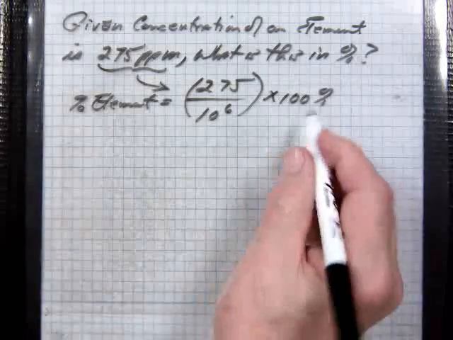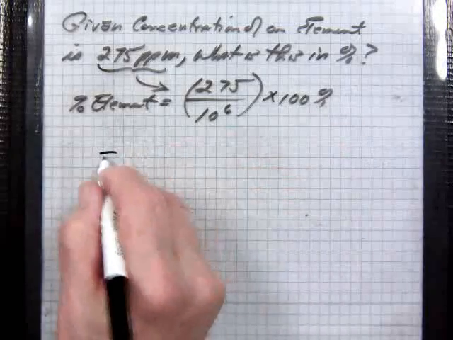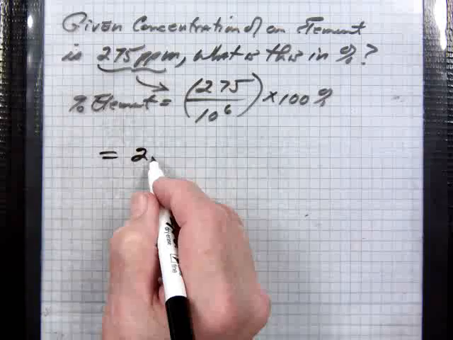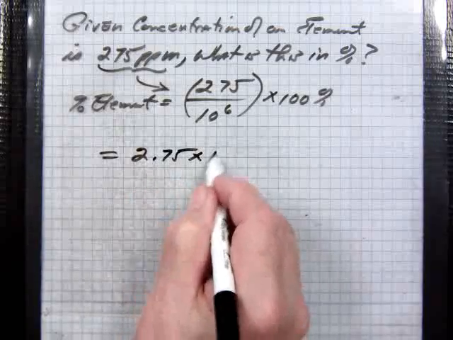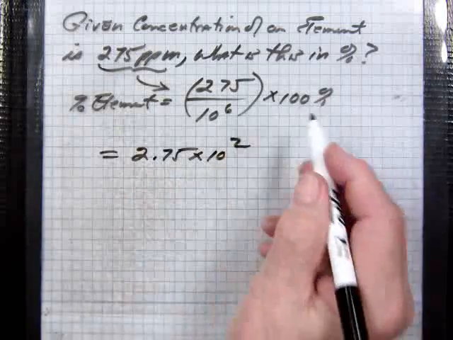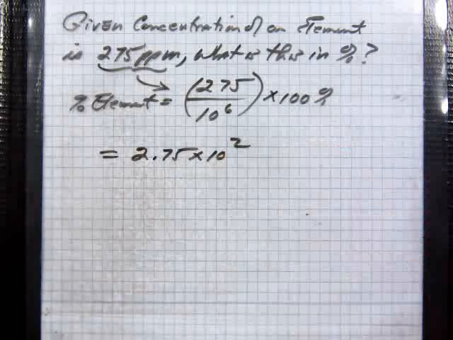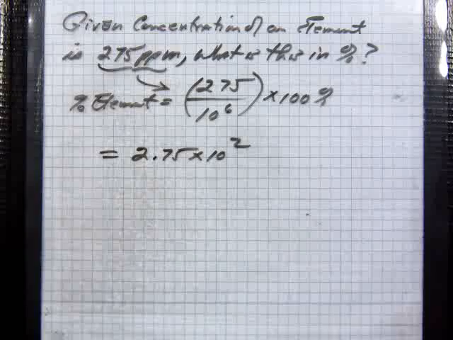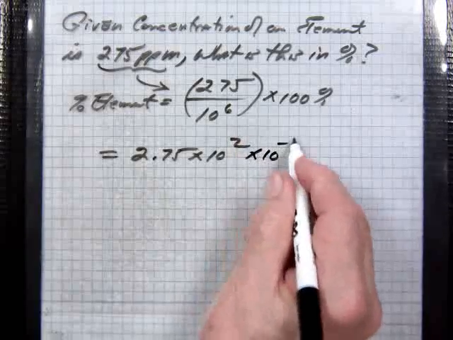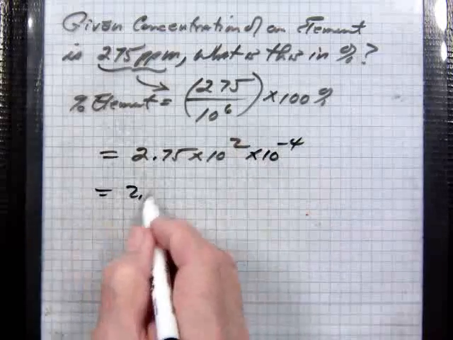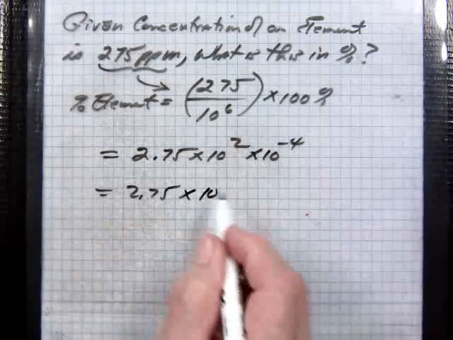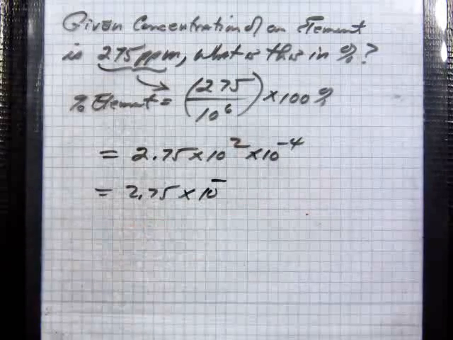And so this would be 10 squared. And so that's the 2.75 times 10 squared there. And so that would be 6 to the minus 4. And so that'd be 2.75 times 10 to the minus 2%.